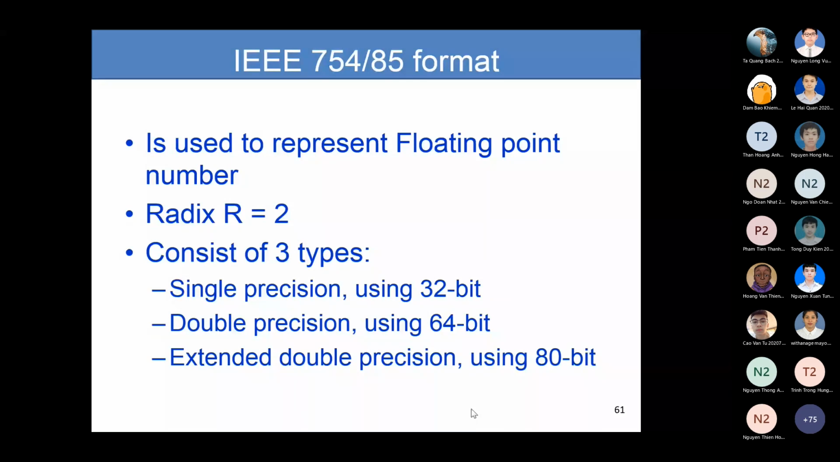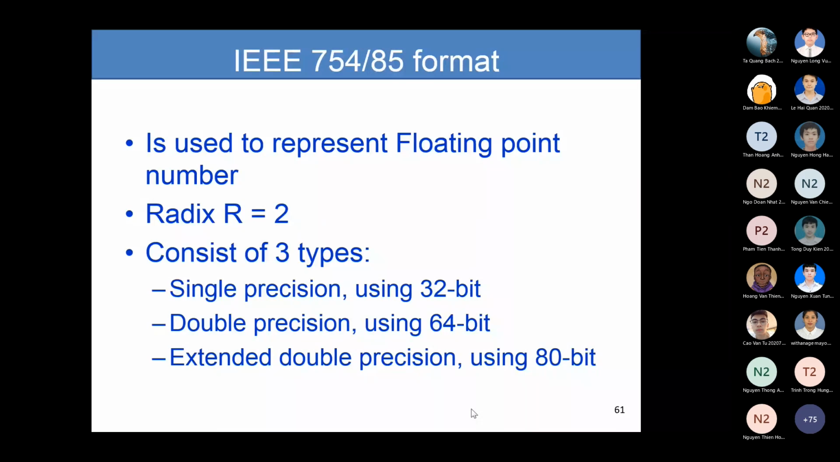Okay, so there are 3 kinds of ways to represent a real number using the IEEE standard: single precision with 32 bits, double precision with 64 bits, and extended double precision with 80 bits.